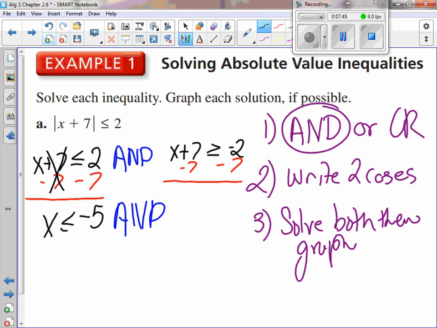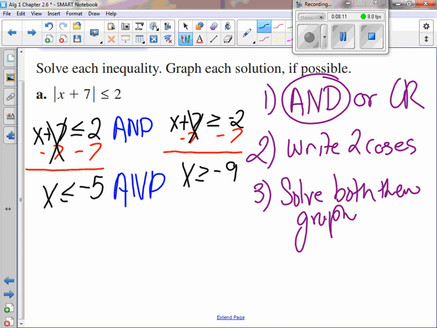We're going to do the same thing here. We're going to subtract 7 from both sides. Yes? Do these cancel? Negative 2 minus negative 7 would give us negative 9. So x is less than or equal to negative 5, and x is greater than or equal to negative 9. Yes?